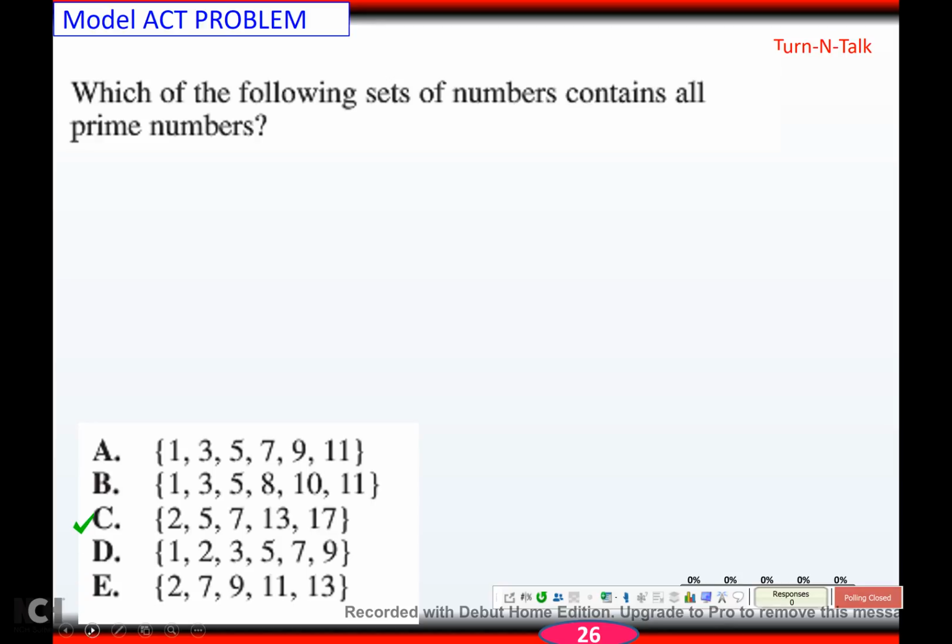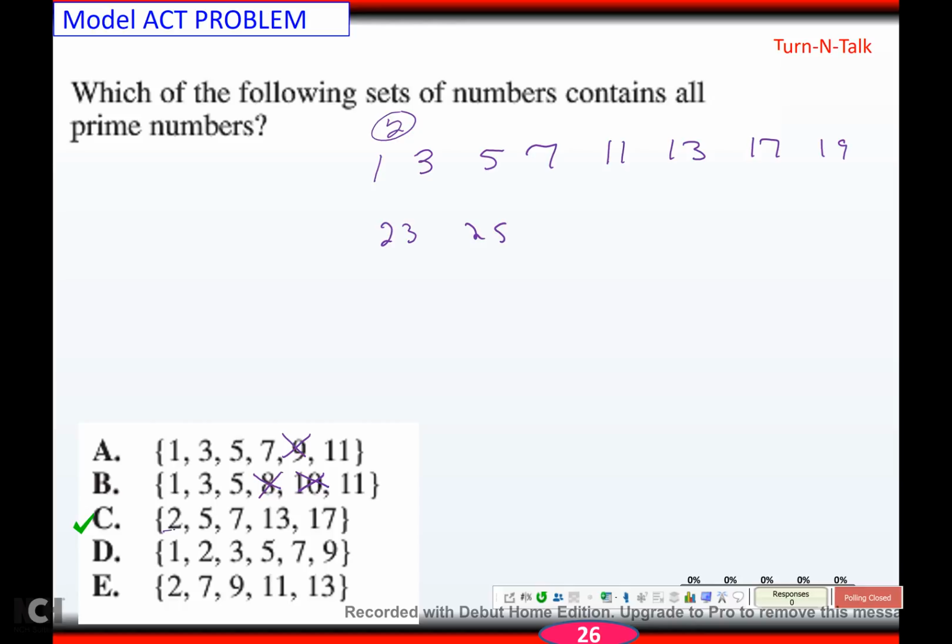And hopefully you got C. It says, which of the following sets of numbers contain all prime numbers? Alright, our primes are 1, 3, 5, 7, 11, 13, 17, 19, 23, 25. And it doesn't look like they go much over 17. So, A is not because 9 is not prime. B, 10 is not prime. Neither is 8. C, 2 is prime. Oh, sorry, 2 is the only even prime number.